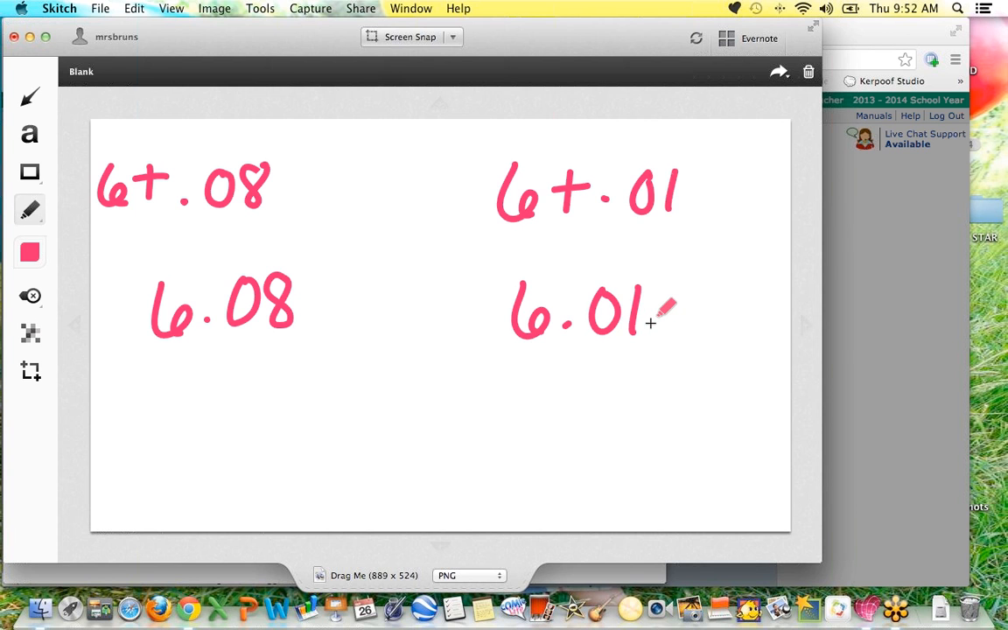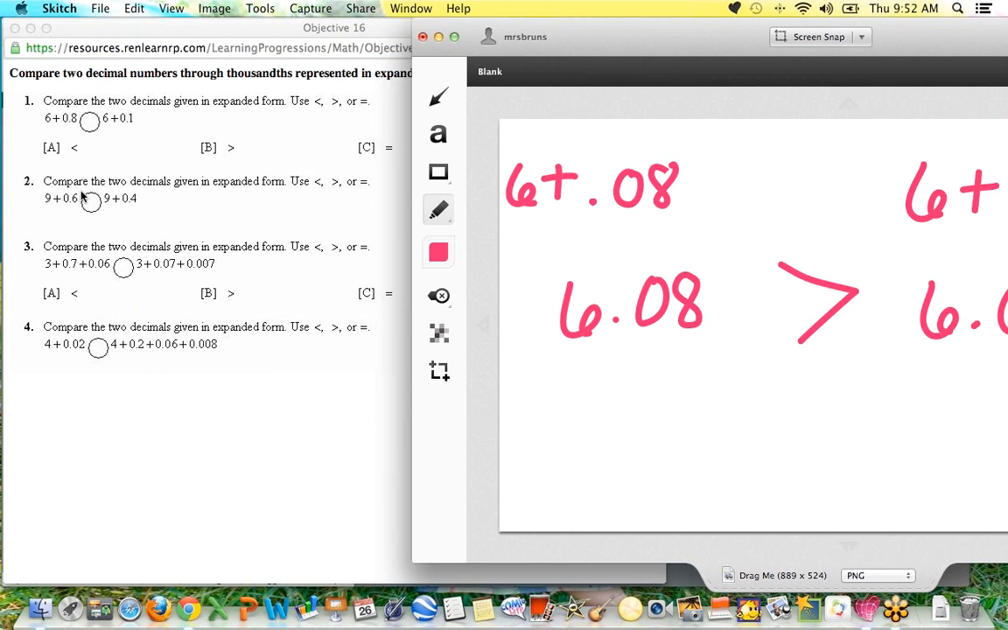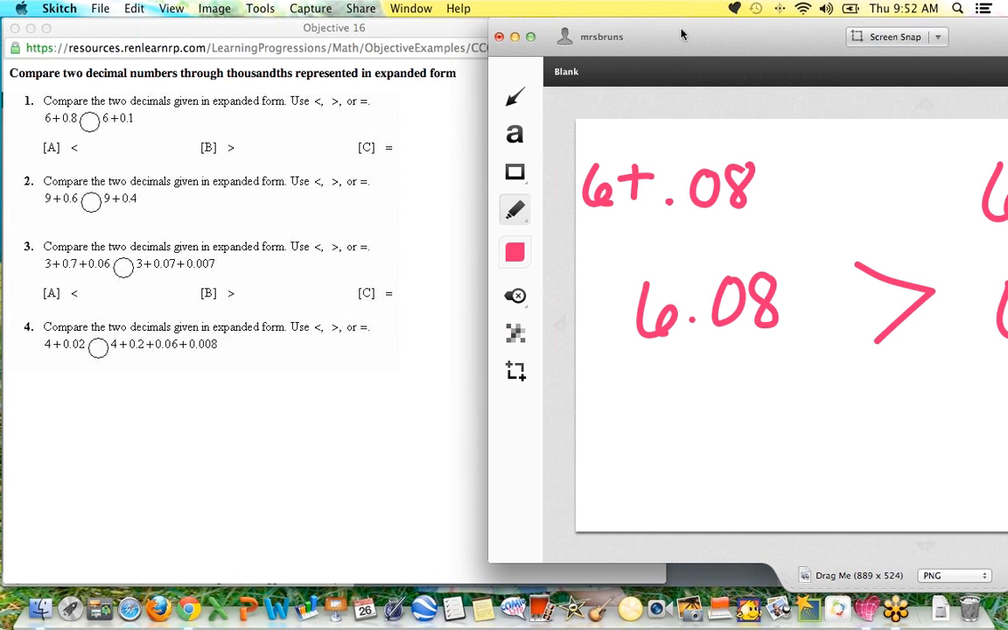Pretty simple stuff. I just did the first one for you. We all know that 6 and 8 hundredths would be the bigger of the two. So let's look at question number 2, and I'll let you guys work this out. Compare the two decimals given in expanded form. So now we have 9 and 6 hundredths: is it greater than, less than, or equal to 9 and 4 hundredths? Go ahead and type into the chat the correct sign, greater than, less than, or equal to. You have them down kind of close to your space bar.